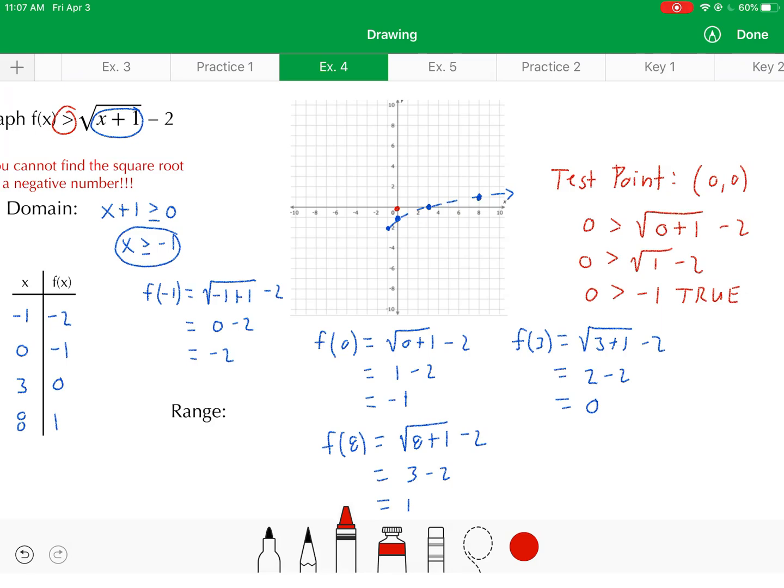So that tells me that this point of (0, 0) should be part of the solution set. Since it is above the curve, I will shade everywhere above. But you make sure you take the domain into account here, okay?